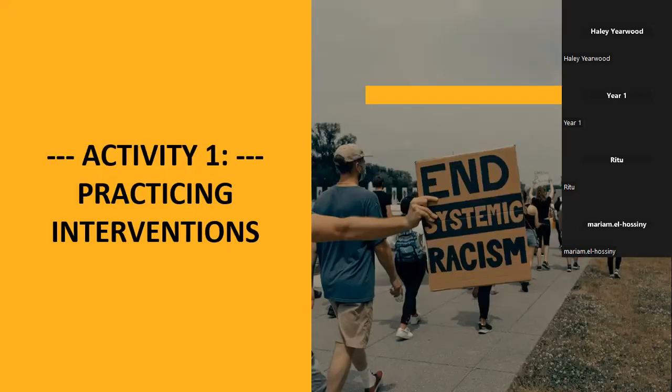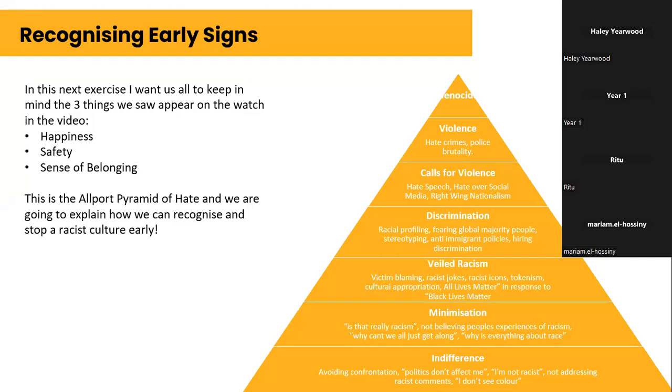So also want you to keep in mind the things that you wanted to get out of the session. And that would have been written down at the beginning. You've also got 3 objectives as well. So we're looking at our activity now, and this is practicing interventions, where you're going to get to do a little bit of work on our Allport pyramid of hate. So thinking of those 3 things that we saw in the video, which were happiness, safety, and sense of belonging, I want you to keep those in mind now. We're going to look at this pyramid of hate, and we're going to explain how we can recognize and stop a racist culture early on.